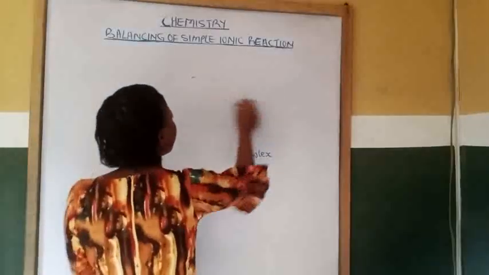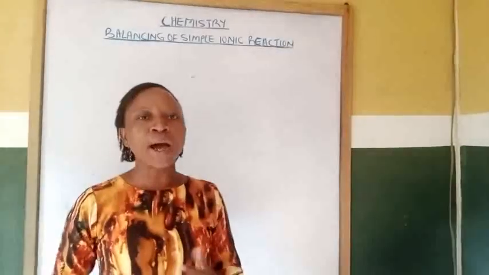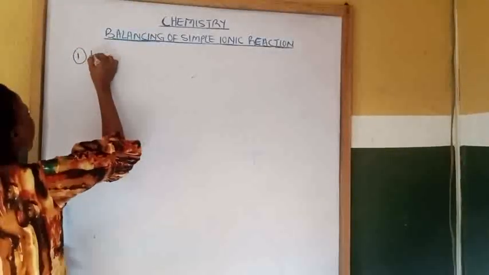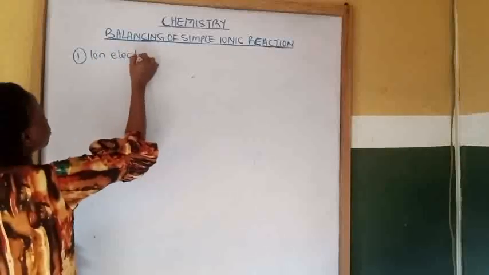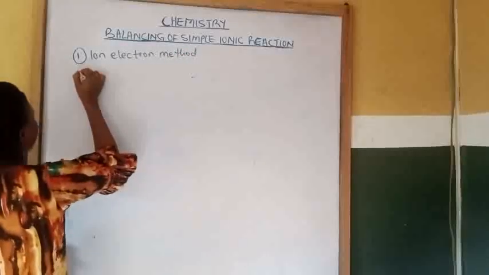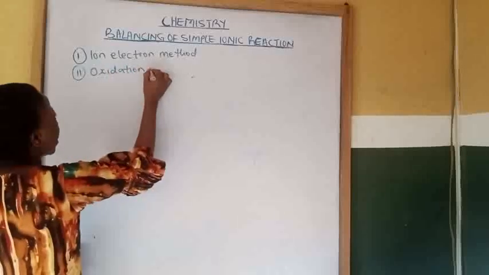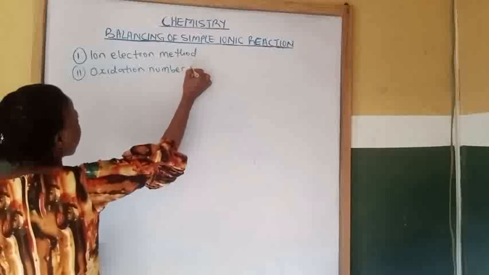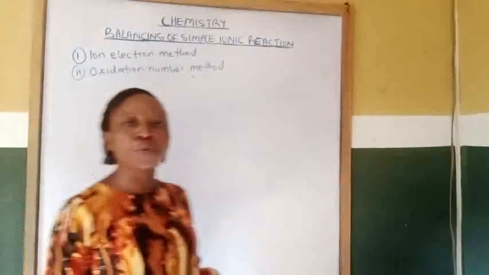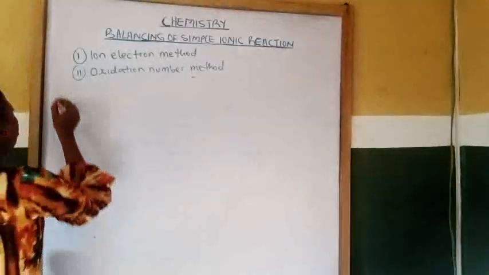Then I'm going to explain two methods of balancing simple ionic reactions. The first method is called the ion electron method. The second method is called the oxidation number method. So we are going to make use of these two methods to balance simple ionic reactions in today's class. Now, let's look at the first equation, example 1.